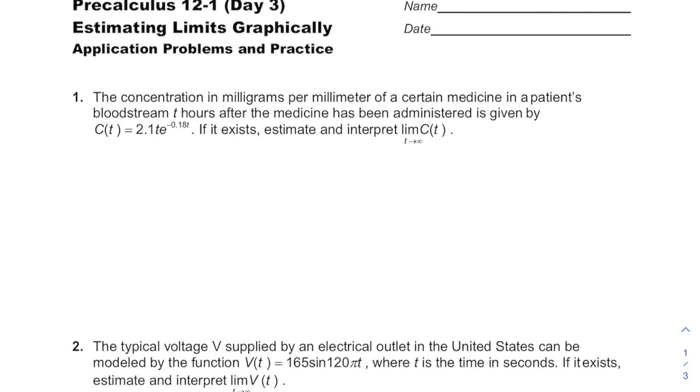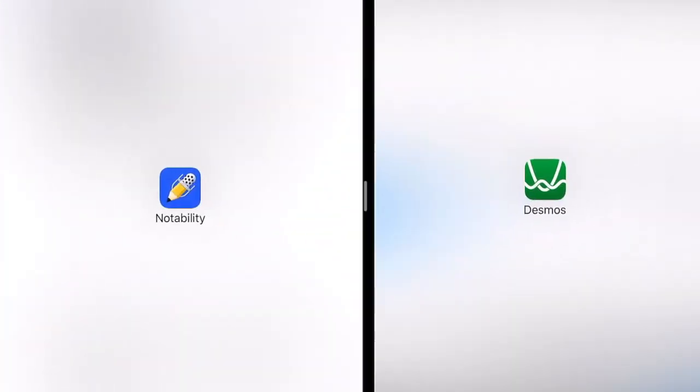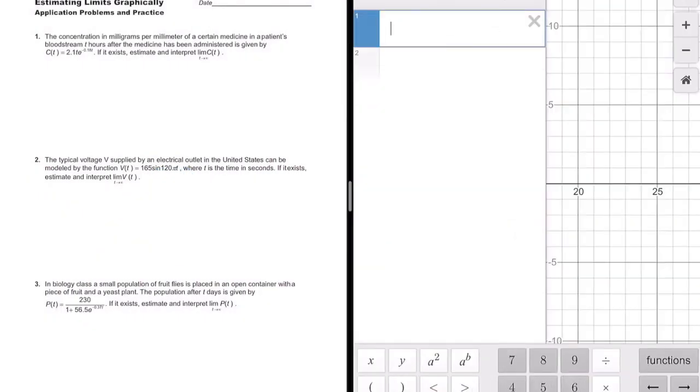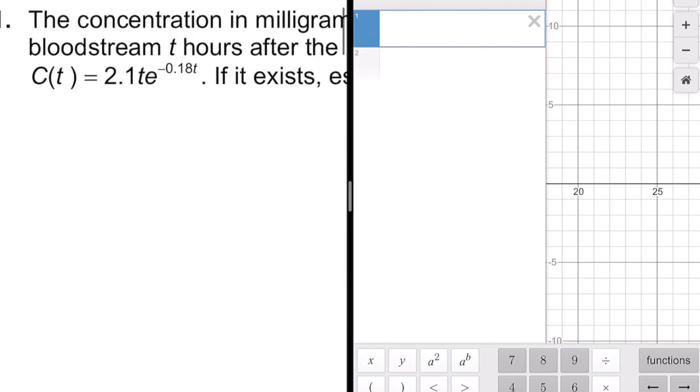We have only been working with graphs, so let's put this function into our graph. I have been using Desmos for these just because it's really interactive. You can use a graphing calculator just fine. We just need to see the graph of it.